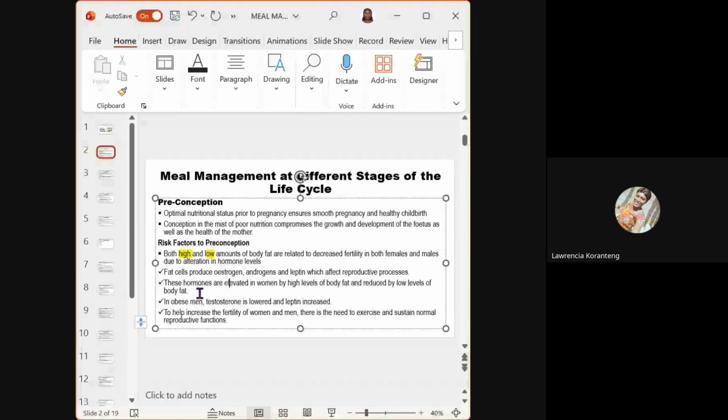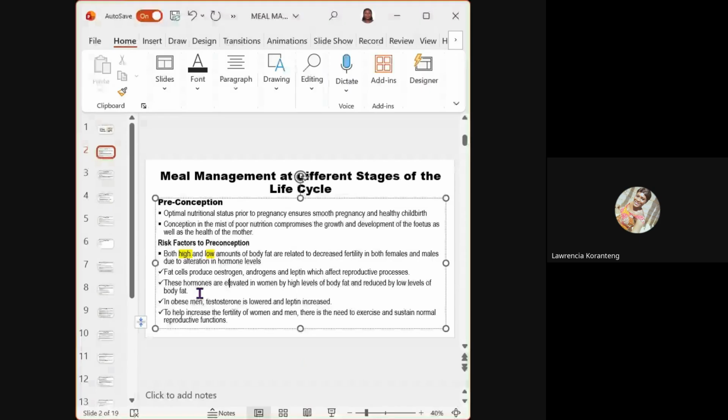Lifestyle modification. So these are the nutritional ways to help. Then when we come to lifestyle modification, we are saying moderation of fat intake. You shouldn't take too much and then too little. It should be very moderate so that you can get a good amount of fat for your estrogen levels for the females, and then the testosterone for the males. Limit alcohol intake.